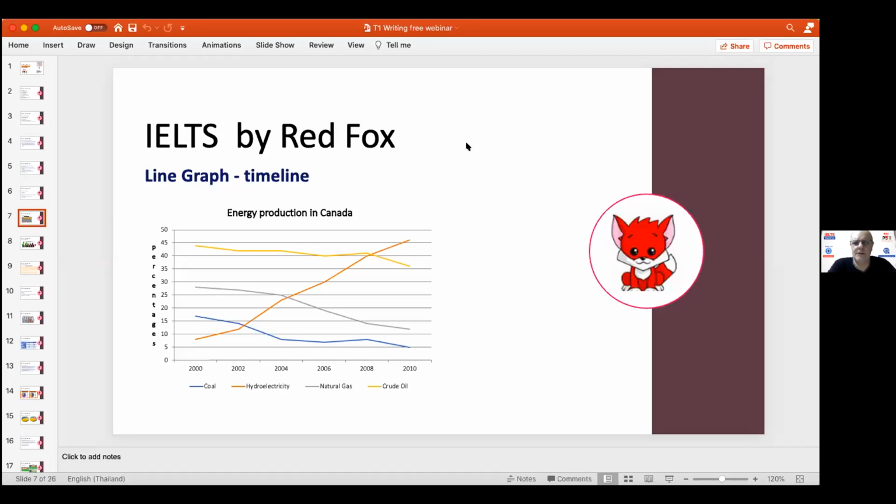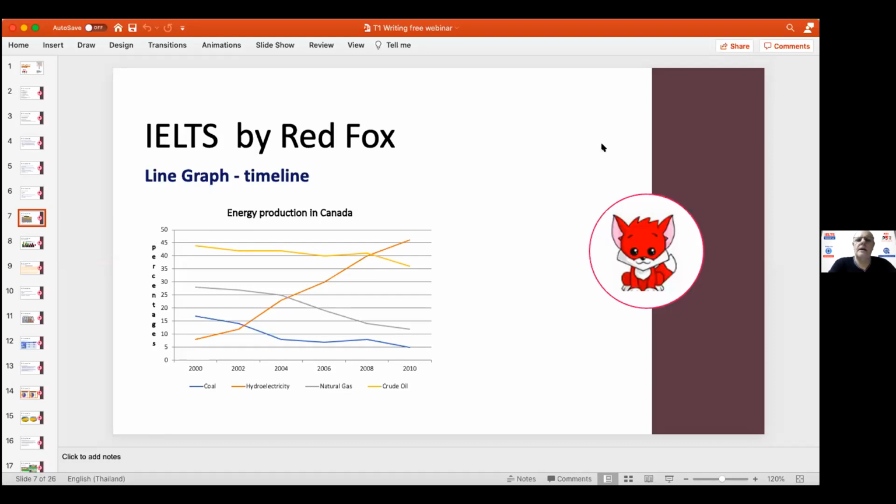And as we see with the line graph, we have the timeline on the horizontal axis and the measurement. In this case, it's percentages, but it may not be. It could be numbers or currency or something else. And we'll see that on the vertical axis. There will be a key somewhere. Here it's at the bottom to describe the different categories. Sometimes it's at the side, sometimes it's at the top. But we'll have a key with the different categories, which shows us which line is which on the graph.